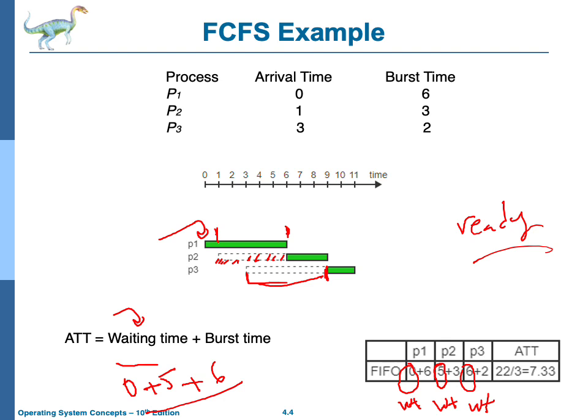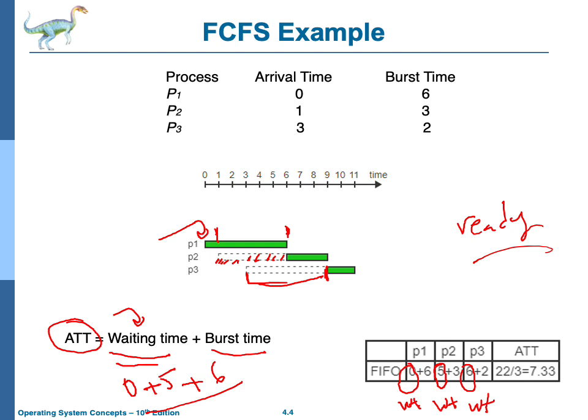This is the average waiting time. Now, for the average turnaround time, we defined it as the total time that the process has spent in the system since arrival. So it is equal to the waiting time plus the burst time or the running time of that process, right? It makes sense, right?